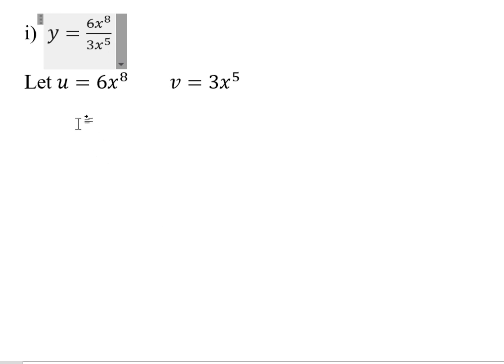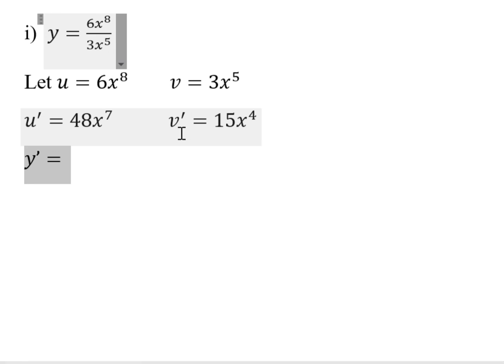Differentiate each one of them separately, so you will get u prime, which actually means du over dx, being equal to, when you differentiate this, you get 48x raised to power 7. And when you differentiate this, you will get 15x raised to power 4. That's the derivative of v, or v prime. So you now say dy over dx, or y prime. Remember, whether you are talking about y prime or dy over dx, it means the same thing.